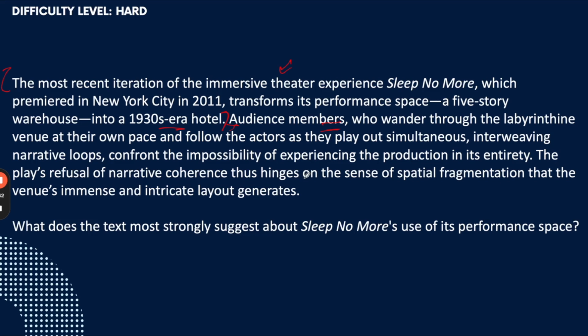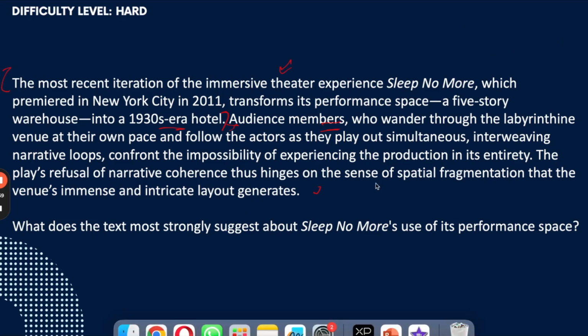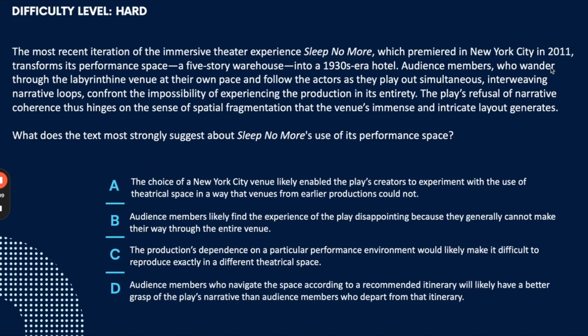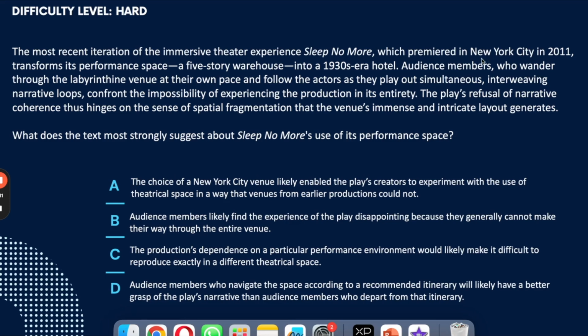What is it doing to the experience that audience is going through? The layout of the venue or the building is a key part of why the story feels fragmented or disjointed. This is what the last sentence is saying. And this is what I understand about Sleep No More's use of its performance space. It's deliberately trying to do something, right? Now, with this understanding, let us go ahead and start eliminating our choices. Let's look at the first option.